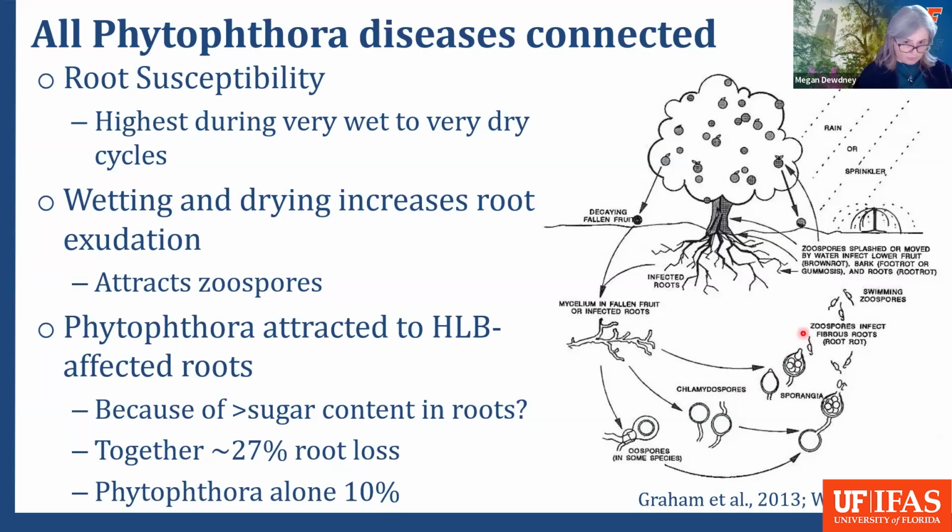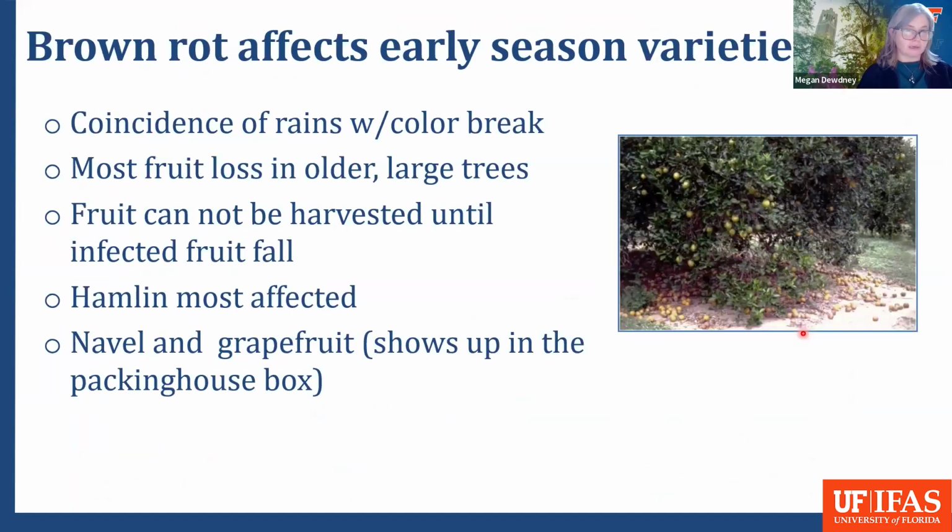And you have to remember that if you have problems with root rot, and you have a particularly susceptible variety like navel or Hamlin, then you may have problems with brown rot as well if it's wet at the wrong time of year. So brown rot is particularly problematic in early season varieties: navels, grapefruit, and Hamlins. For navels and grapefruit, it's mostly in the packing house that we see problems, but with Hamlin, you see it on the trees as well. This is because of a coincidence of rains with the color breaks. Most fruit loss is in those older, larger trees because there's a lot of time for the inoculum to build up in the soil.